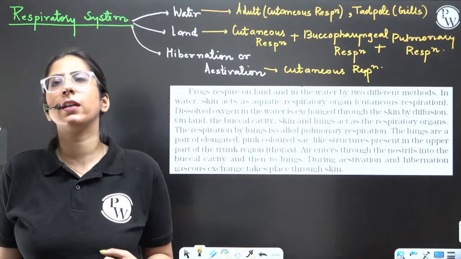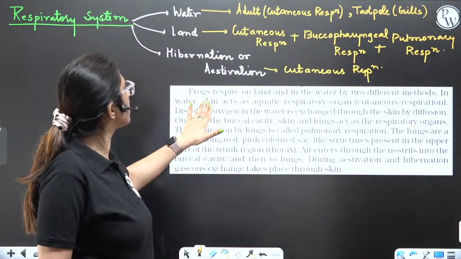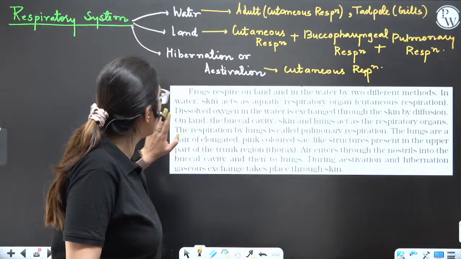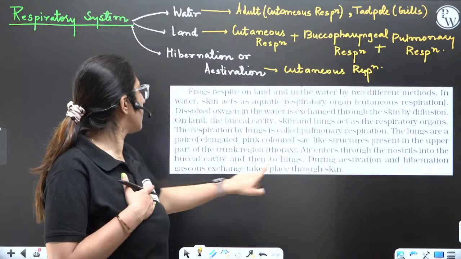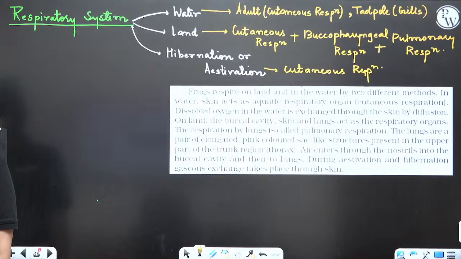Frogs respire on land and in water by different methods. In water, the skin is the aquatic respiratory organ, cutaneous respiration. Dissolved oxygen in the water is exchanged through the skin by diffusion. On land, the buccal cavity, skin and lungs act as the respiratory system. Respiration by lung is pulmonary respiration. Lungs are elongated pink colored structures present in the upper part of the body, the thorax region. Air enters through the nostrils, buccal cavity, lungs. During estivation and hibernation, gas exchange takes place through the skin. I've collated everything in this chart.